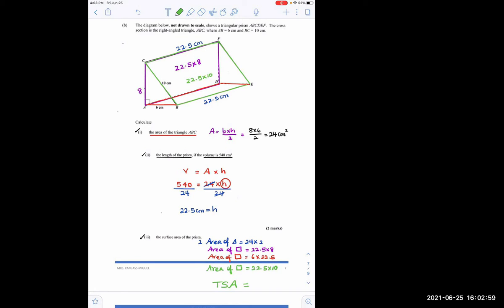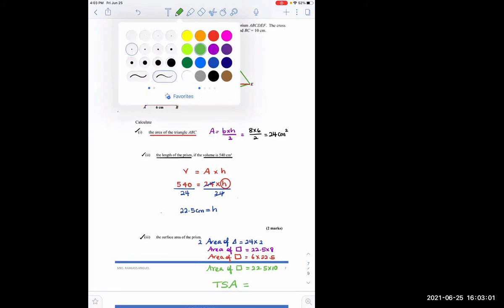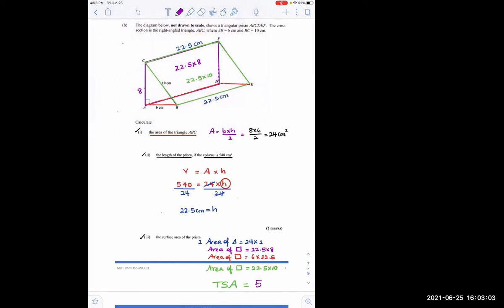588 centimeters square. Can someone confirm it's 588 centimeters squared? Miss, it will be centimeters square. It is centimeter squared. And Jason, why is it centimeter squared and not centimeter cube? That's because it's area. It is area. And volume is centimeter cube, right?